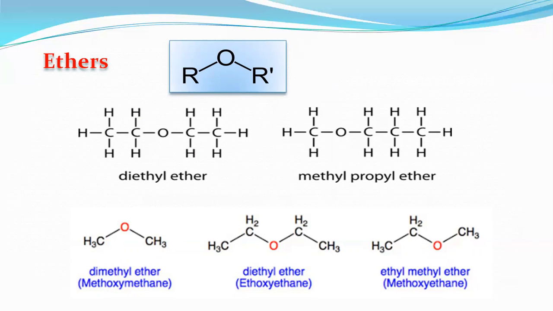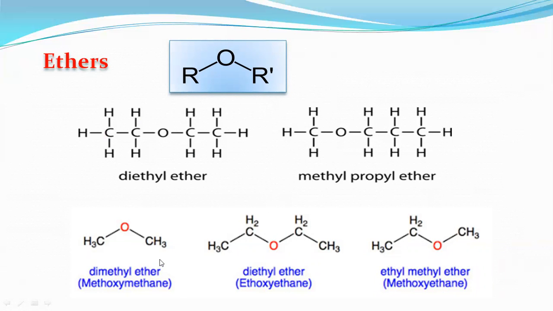Ethers are the dialkyl derivatives of water. If you consider the formula for water, H2O, and the two H are replaced by alkyl groups, you get ROR'. If both the R groups are the same, these are called symmetrical ethers. Here, C2H5OC2H5 is diethyl ether, or dimethyl ether.